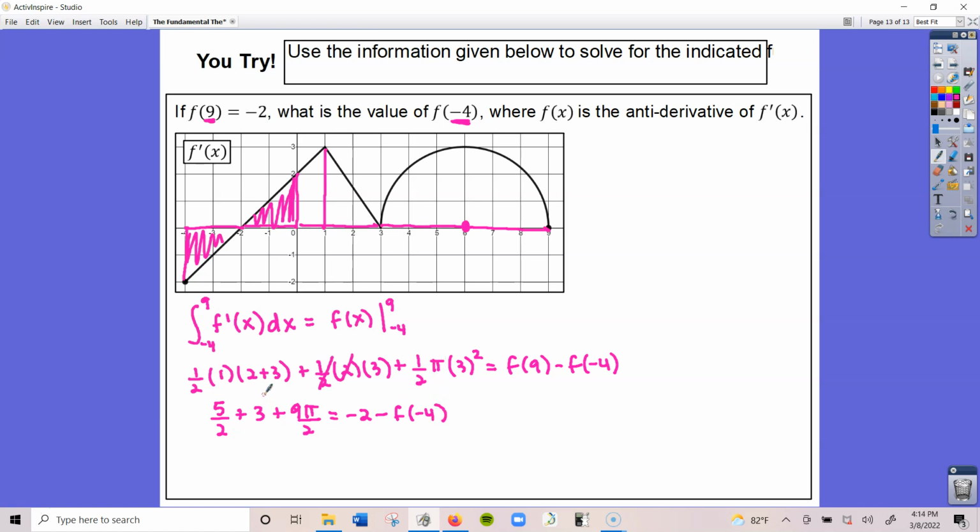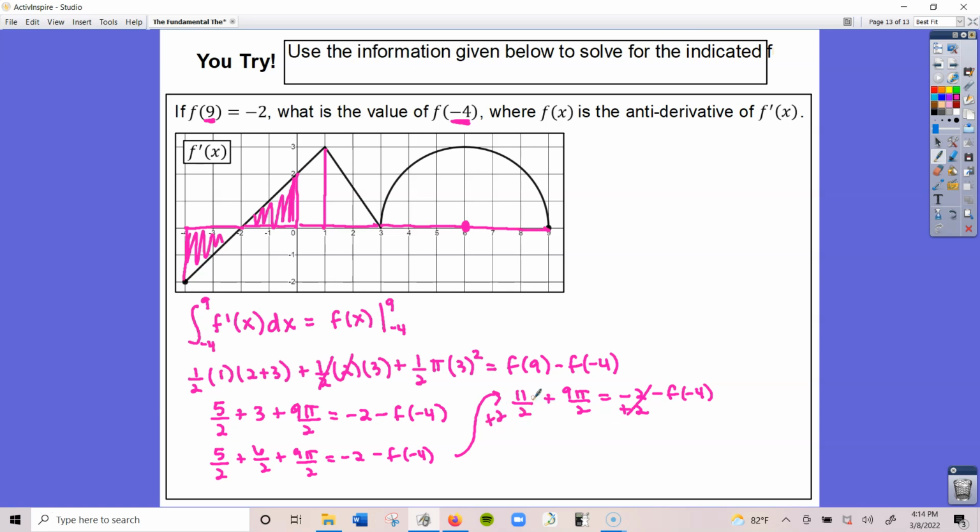Now, we can combine these two. So we can say that this is 5/2 plus 6/2 plus 9 pi over 2 is equal to negative 2 minus f of negative 4. I'm going to continue over here. 5/2 plus 6/2 is 11/2 plus 9 pi over 2 is going to equal negative 2 minus f of negative 4. We're going to add the 2 to both sides.